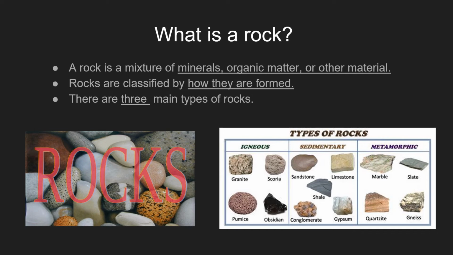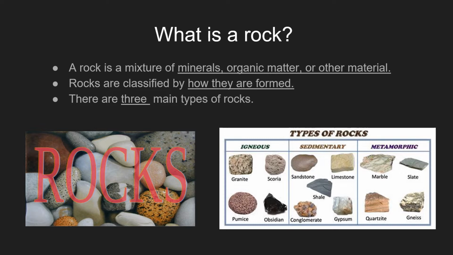This lesson focuses on igneous rocks, one of our three kinds of rocks we are studying. Let's first review what is a rock. Well, we've got to ask our "is" question. So is it a mixture of minerals, organic matter, and other materials? If it is a mixture of all these different things, then it has to be a rock, not a mineral.